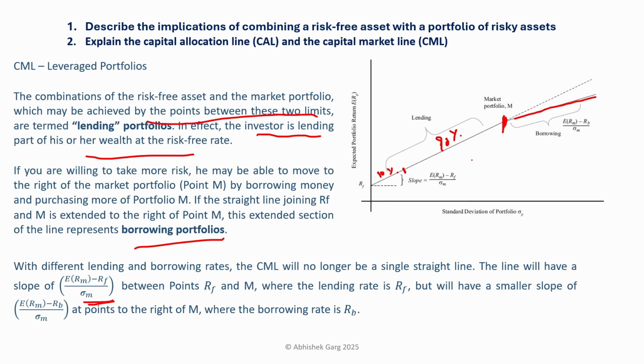So this slope only works between RF and M, but will have a smaller slope at points to the right of M, where the borrowing rate is RB. So because of different rates, RF is different than RB, so the slopes of these two lines will be different.